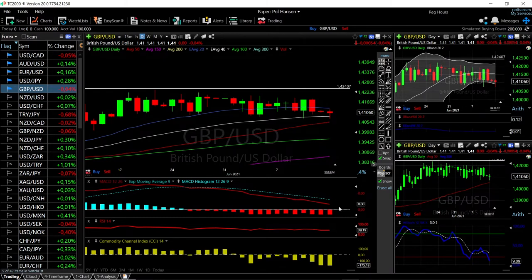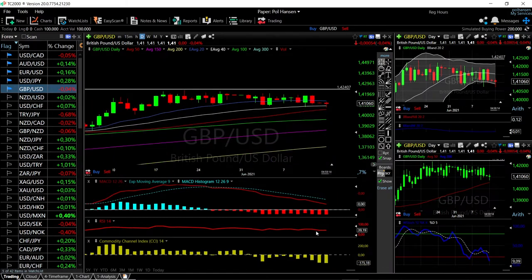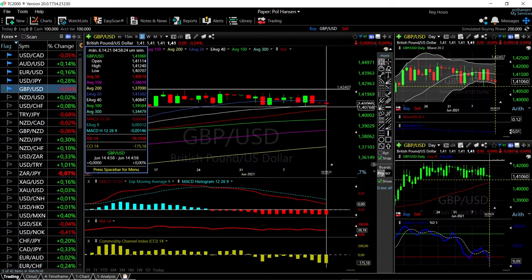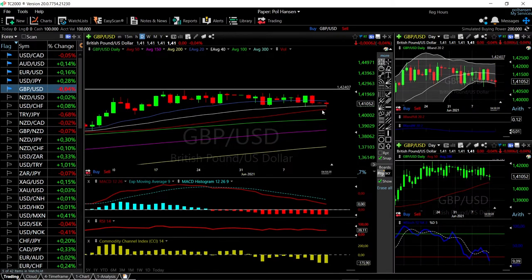As you can see, MACD is still very bearish. The RSI is bearish, CCI is bearish, and so is the stochastic. And it doesn't look like this is going to turn around anytime soon. But we did find support down here at the 14.07. The 50-moving average, we didn't really get close to that, but you should expect quite a lot of support around that area.